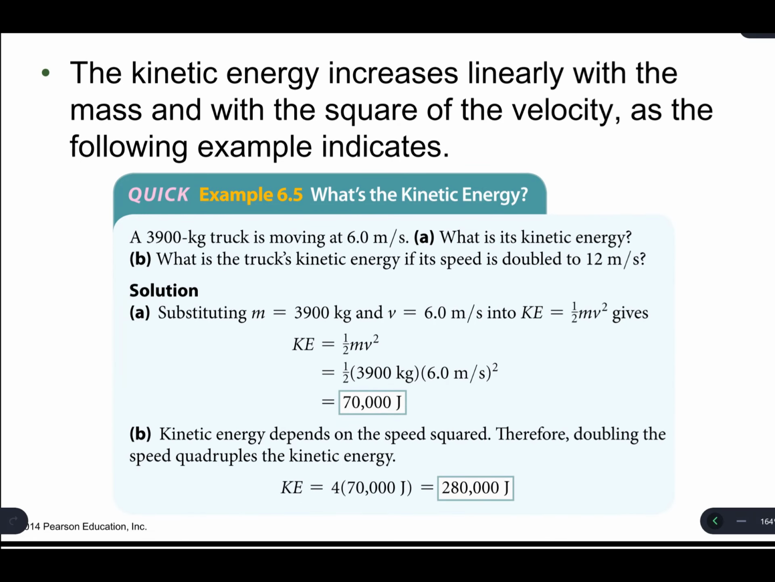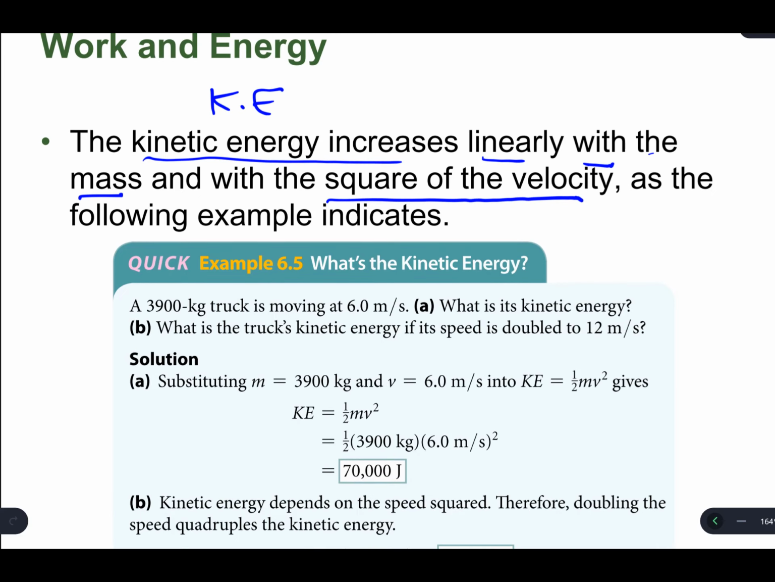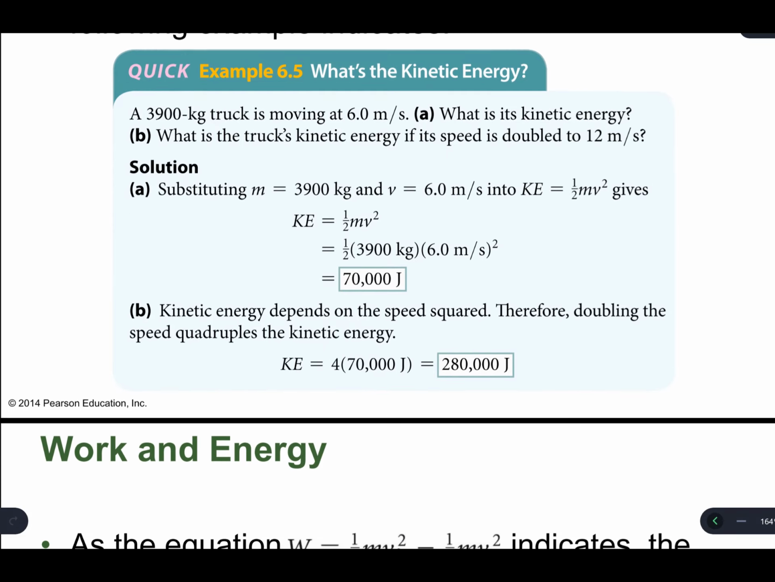Let's see this problem. The kinetic energy increases linearly with the mass and with the square of the velocity, because KE equals half mv squared. By increasing the mass, kinetic energy increases. By increasing the velocity, kinetic energy also increases. But hold on, there is a square here. You will figure out something now.